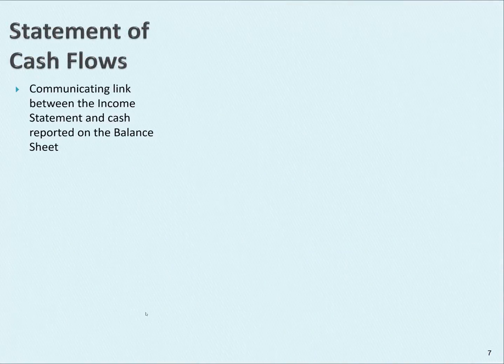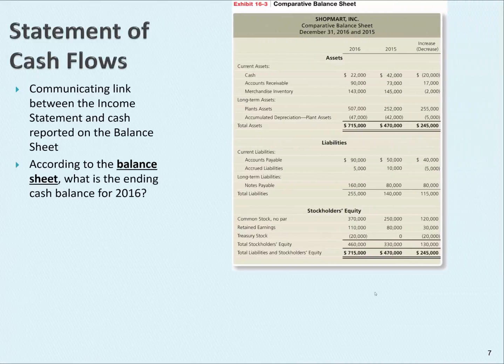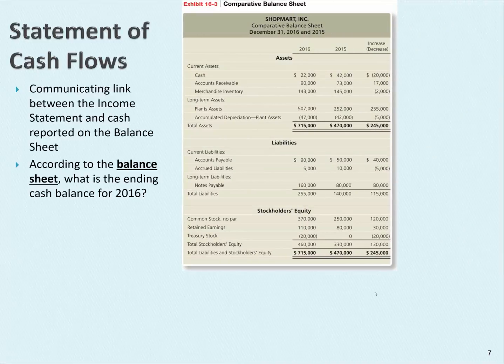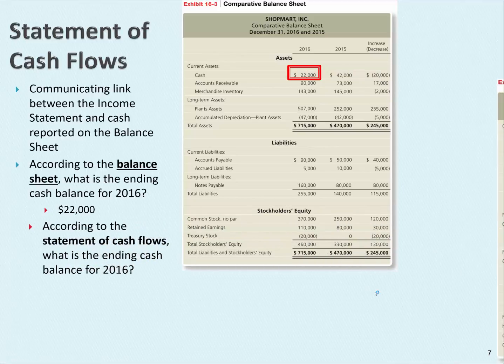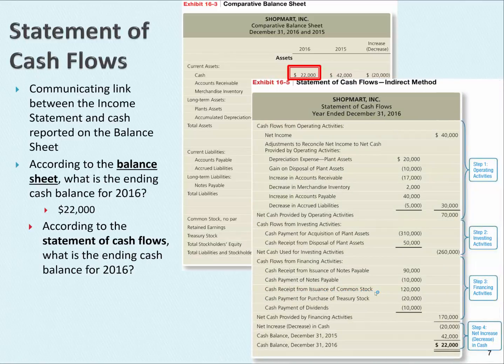So this statement is a communicating link between the income statement and the cash reported on the balance sheet. According to the balance sheet, what is the ending cash balance for 2016? $22,000. Now let's look at the statement of cash flows. What is the ending balance of cash for 2016? It's the same number, 22,000.